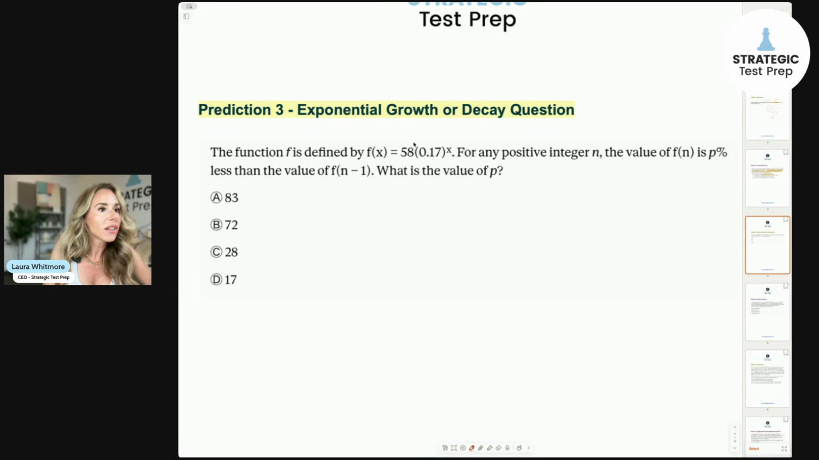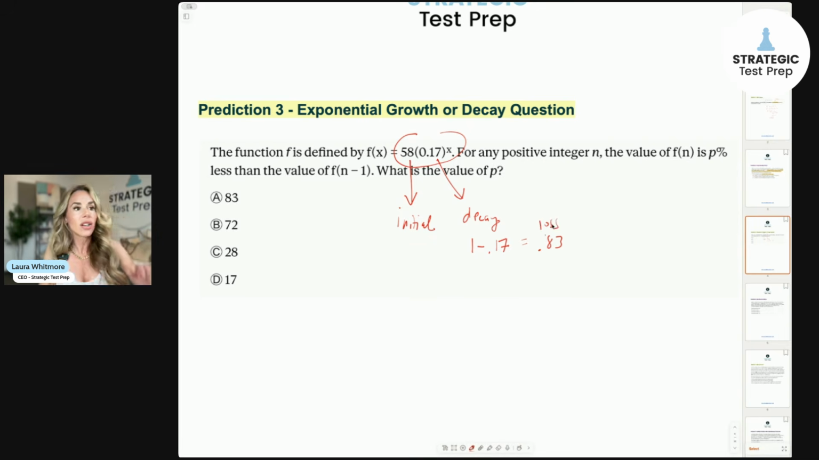So when we break this down, I just want to give you guys the structure to understand what is happening here. 58 is the initial amount. So that's whatever a function is starting with. 0.17, since it's less than 1, it's a decay. And we're losing 1 minus 0.17, because 17% of 58 remains. So that means we're really losing 0.83. That's the loss. So it's a decay rate of 83%.